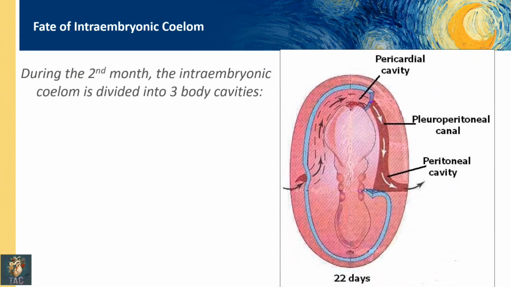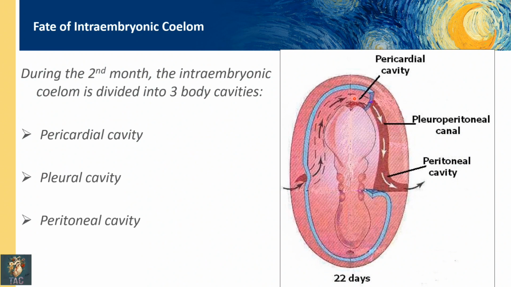So, the fate of the embryonic coelom now. During the second month, the intraembryonic coelom is divided into three cavities. These are the pericardial cavity, which will surround the area where the heart will be formed. Here you can see the pleuroperitoneal canals, in which later on the pleural cavity is formed, and here you can see the peritoneal cavity. At this stage, this peritoneal cavity is in wide communication with the extraembryonic coelomic spaces. So this is the fate of the intraembryonic coelom. This horseshoe-shaped cavity will develop into the pericardial, pleural and peritoneal cavities.